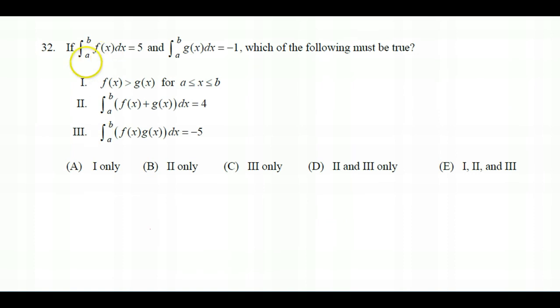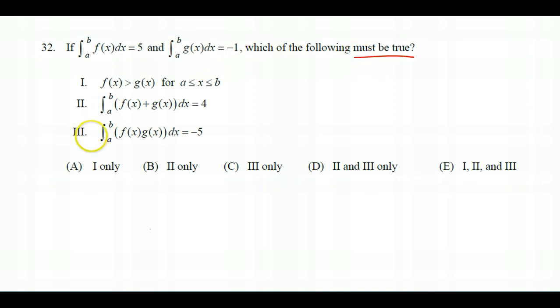And the next one we'll look at together, number 32 from a multiple choice AP exam, states that if the integral from a to b of f of x dx equals 5, and the integral from a to b of g of x dx equals -1, which of the following, again, must be true?